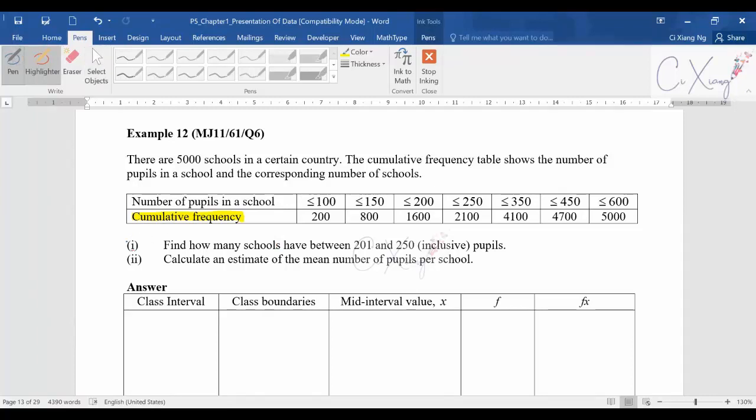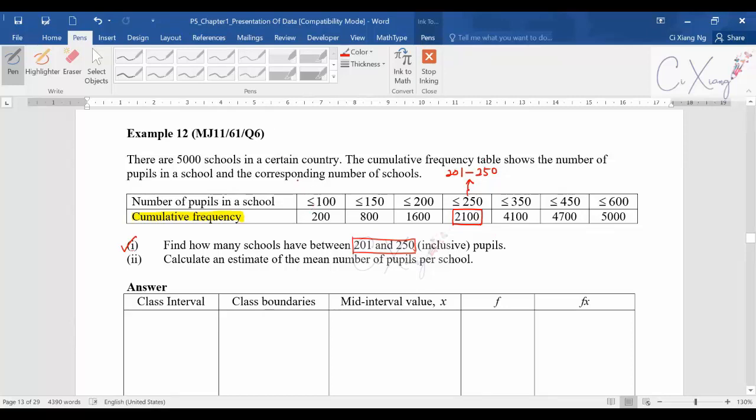So first, maybe answer the first part of the question. They're asking, how many schools have between 201 and 250 inclusive pupils? So what is 201 until 250? The 201 until 250 belongs to this class. So to get the frequency, how can I get it? The 2100 is not the frequency, it is a cumulative frequency. So how can I get the frequency? You need to do it backward, right?